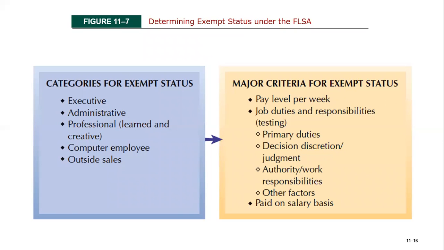You will go through their job descriptions and job specifications and identify their primary duties, whether they have any decision-making discretionary authority, whether they can make judgments, whether they have the authority to make decisions, or any other work responsibilities. Also whether they are paid on a salary basis, and if they are paid on a salary basis, how much they are paid. So this is the criteria.